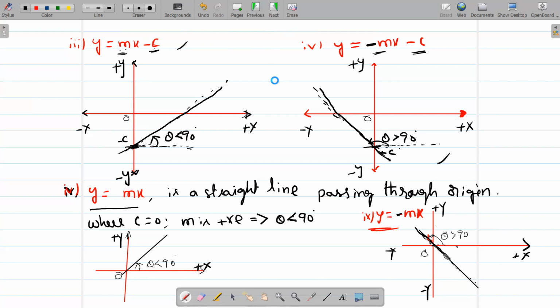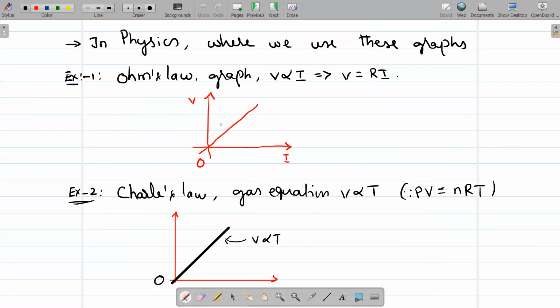I hope this gives you a brief idea about how to draw a straight line and how the straight line looks for a standard straight line, y equal to mx plus c, or with the y-intercept being 0 also, right? Now, let us see a few examples where we come across straight line graphs in physics.